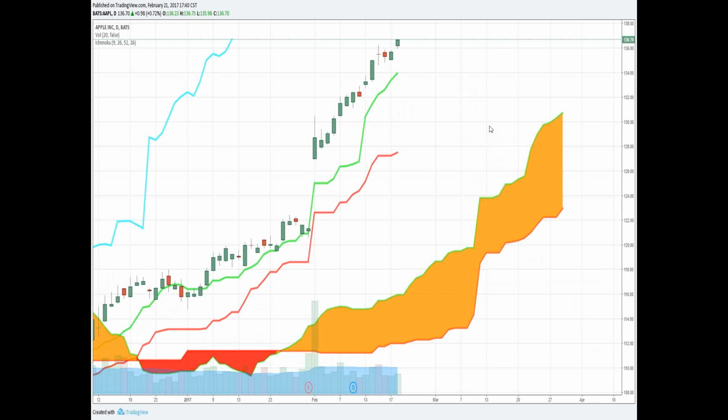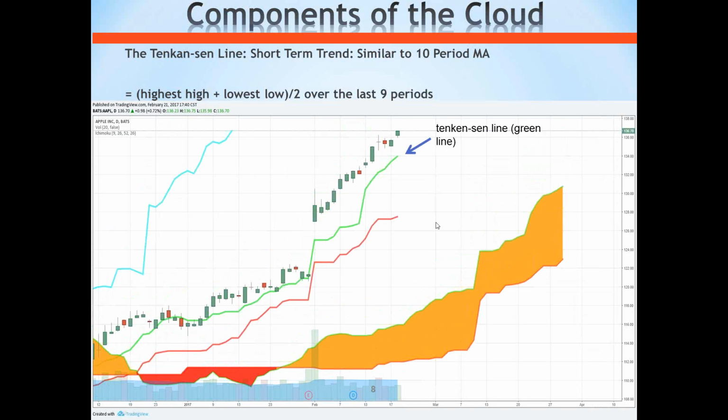But let's jump into the individual components here and explain this a little bit more. So the first component of the Ichimoku cloud is the Tenkan-san line, and it's a short-term trend line, similar to a 10-period moving average.